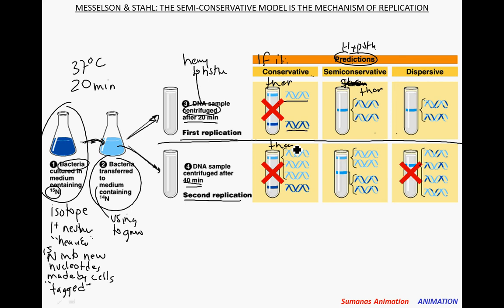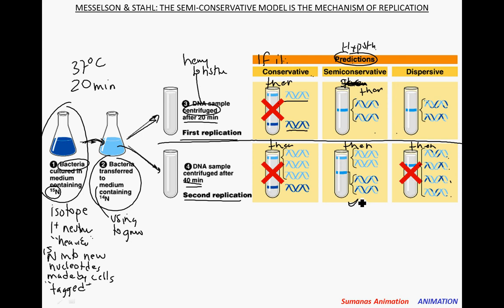If it was semi-conservative, then they would expect to see lighter bands, and also intermediate bands here as well. And this is indeed what they see. If it was dispersive, then they would expect to see these results here, but they do not see that. So this confirms for them that it is the semi-conservative model of replication.